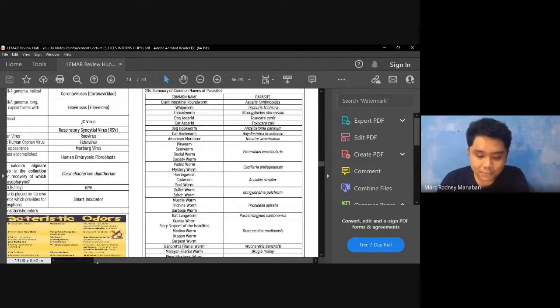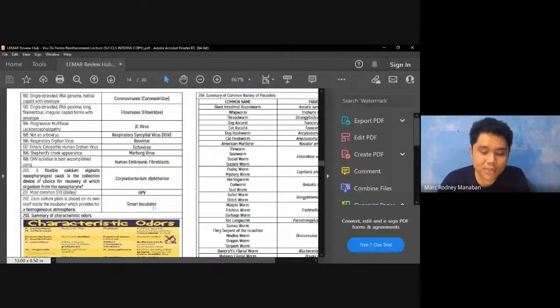Alright? Okay. Next, of course, different viruses. Lumabas sa boards, i-describe lang, and the answer is coronaviruses. Filamentous: basta ang word is filamentous, that is the filoviruses, Filoviridae. Progressive multifocal leukoencephalopathy, this is the JC virus, the John Cunningham virus.